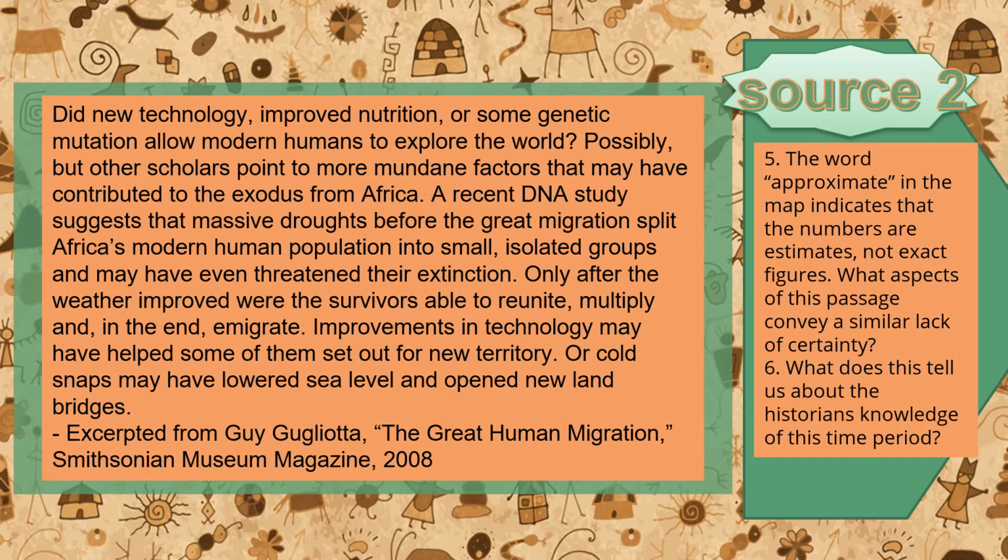The improvements in technology may have helped some of them set out for new territory, or cold snaps might have lowered sea level and opened new land bridges. This is an excerpt from Guy Gugliotta, The Great Human Migration, Smithsonian Magazine, 2008. So take a moment, read numbers 5 and 6. I'm not going to read the questions to you, and go ahead and answer those on your worksheet.